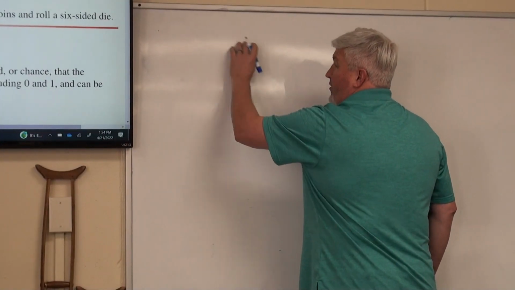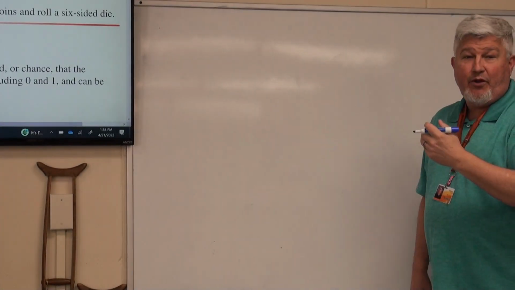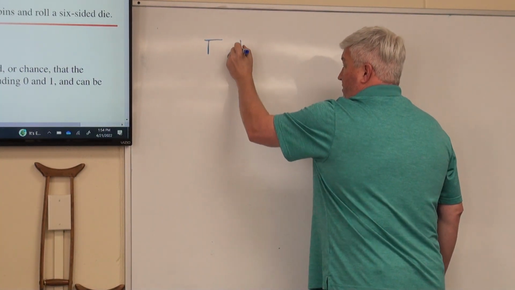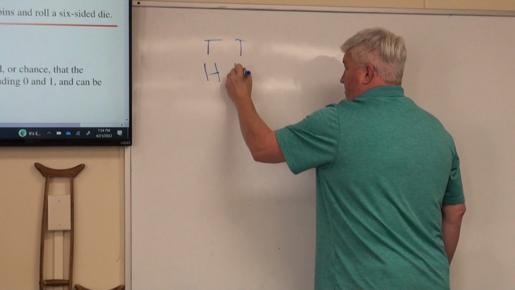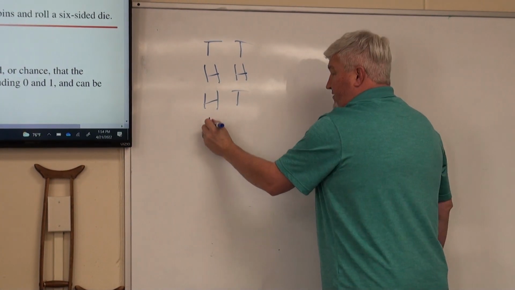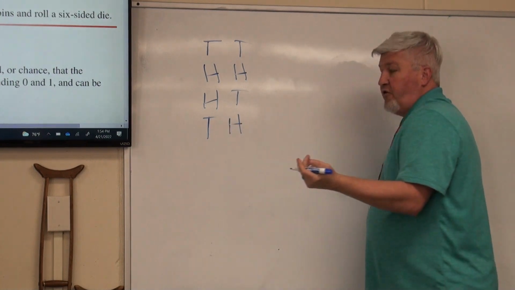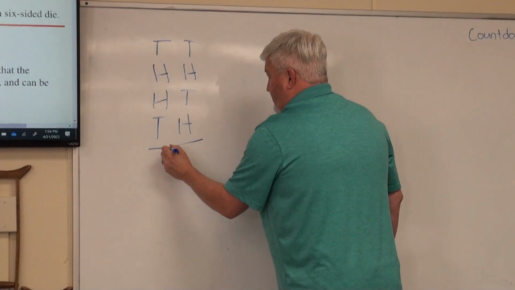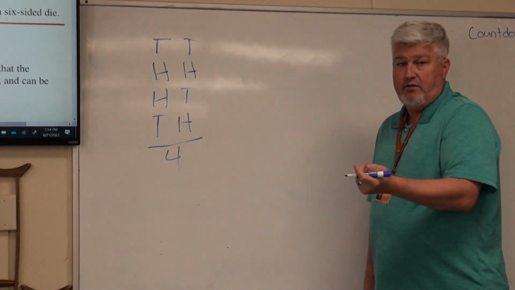Holly, what are my options there if I flip 2 coins? Tails, tails. Heads, heads. Heads, tails. Tails, heads. Right? Those are your 4 possible outcomes of flipping 2 coins. So our sample space is 4.